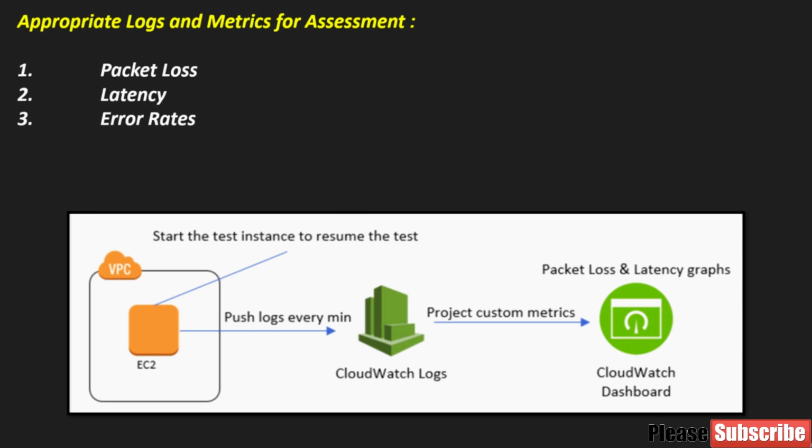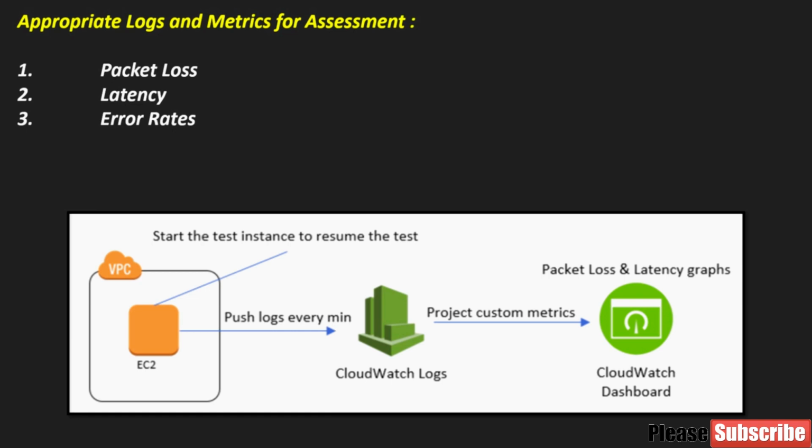So what are the appropriate logs and metrics for assessment? Actually, to gain insights into network performance and reachability, it's very crucial to leverage relevant logs and metrics. Some of the examples we need to discuss now, starting from packet loss. Identifying packet loss is essential for diagnosing connectivity issues. Tools like CloudWatch can provide real-time data on packet loss.